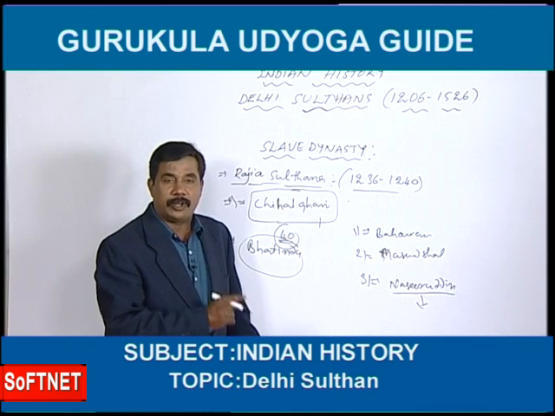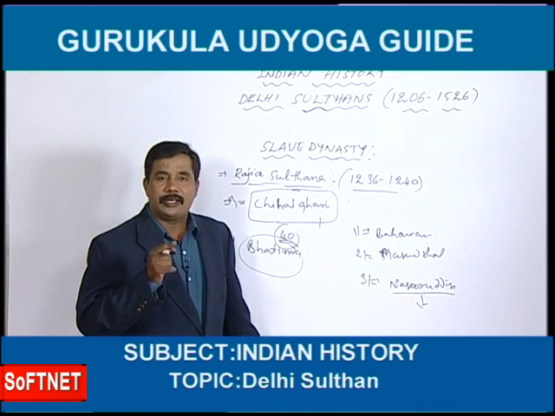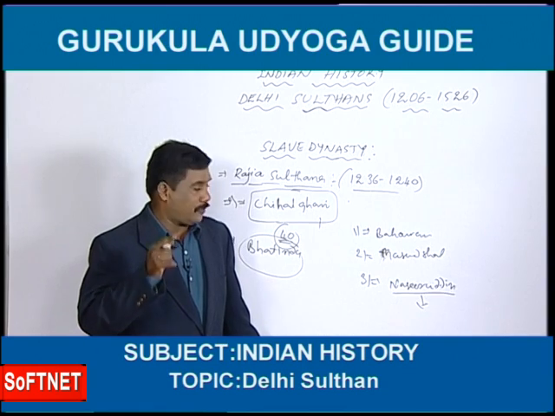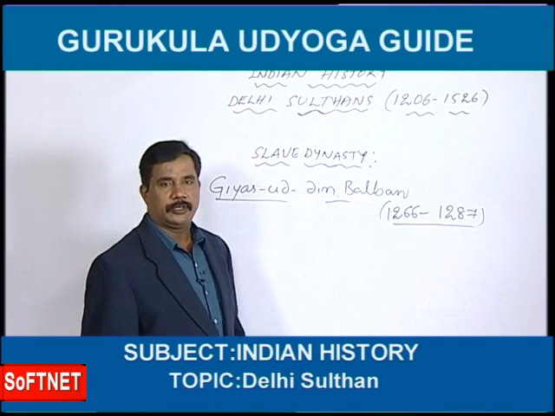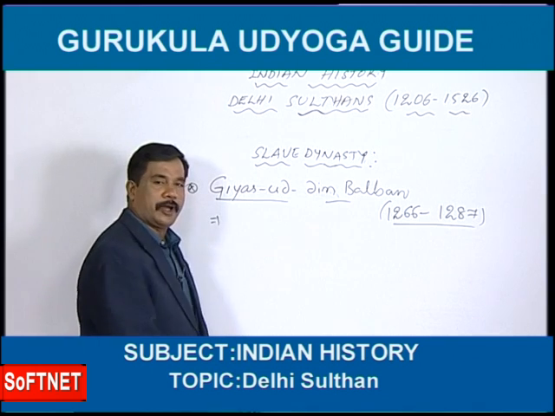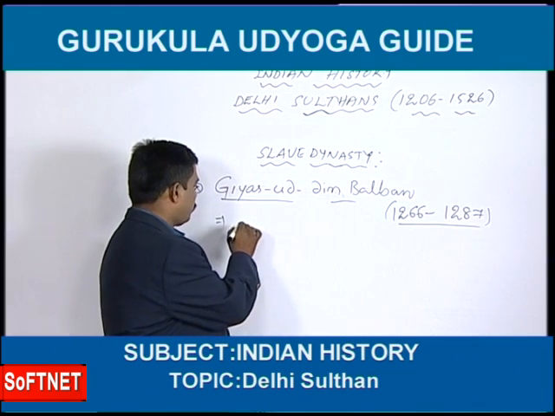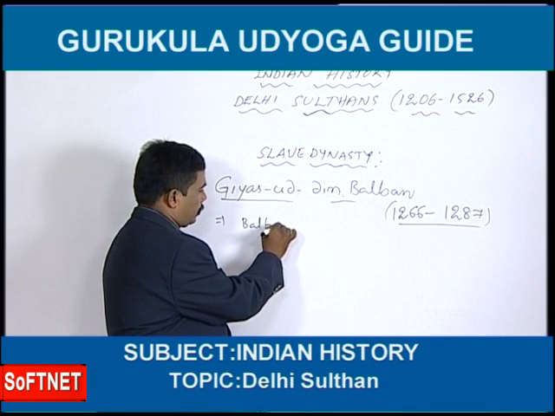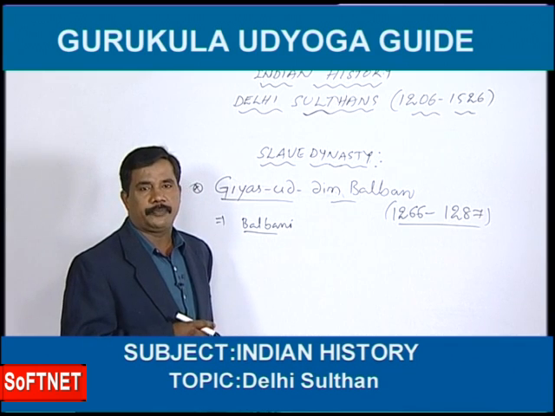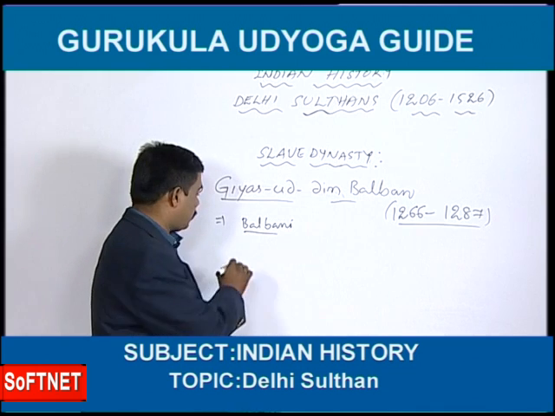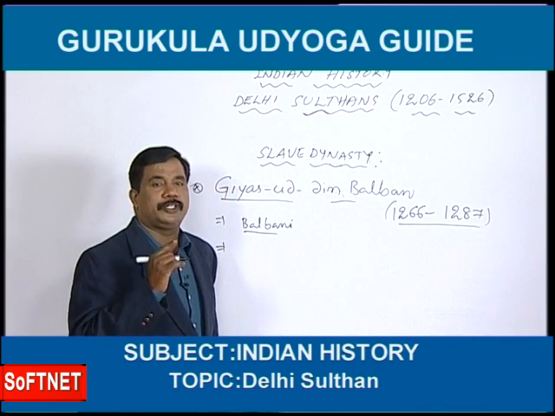Here we have to understand that one more character comes in, that is Balban. After Razia Sultana, the Delhi Sultanate was ruled by Balban perfectly and cleverly. Ghiyasuddin Balban ruled from 1266 to 1287. Among all Delhi Sultans, Ghiyasuddin Balban is the most important person. He belonged to the Ilbari tribe and also to a slave family. He introduced many new reforms in administration.